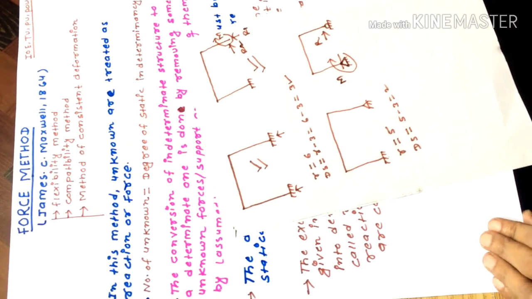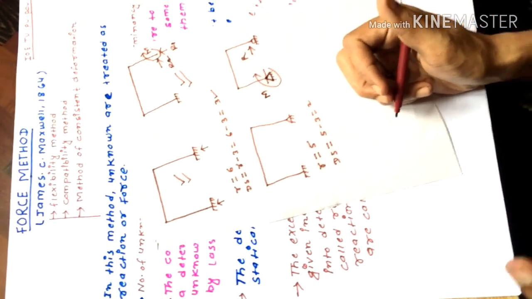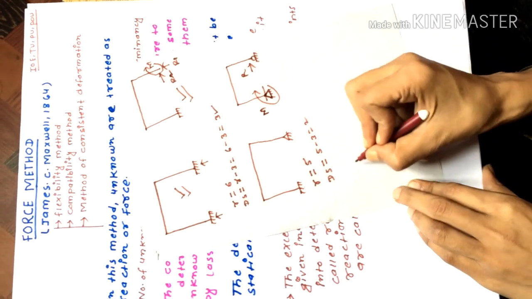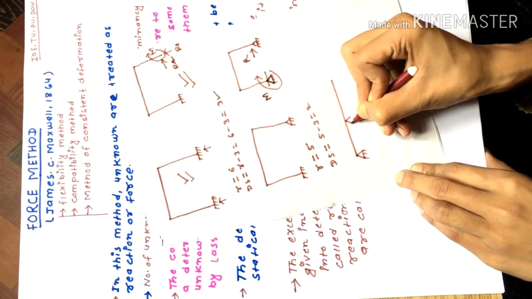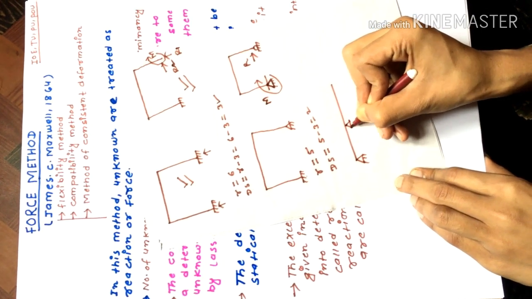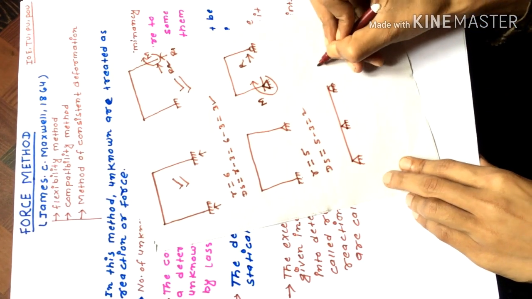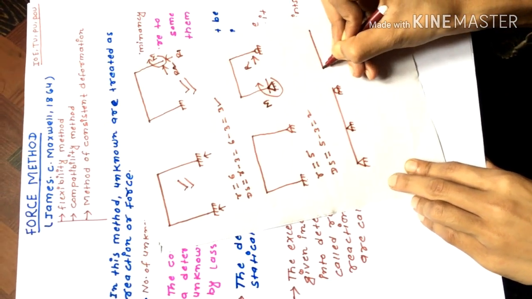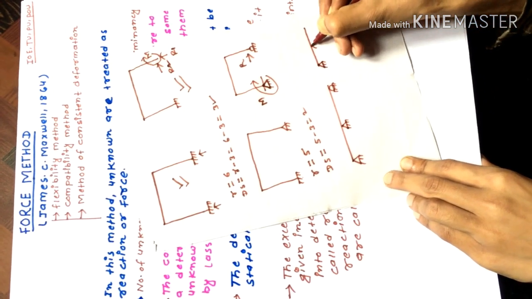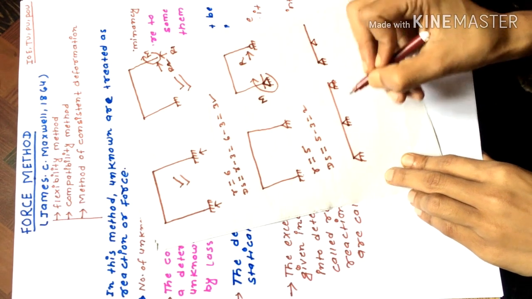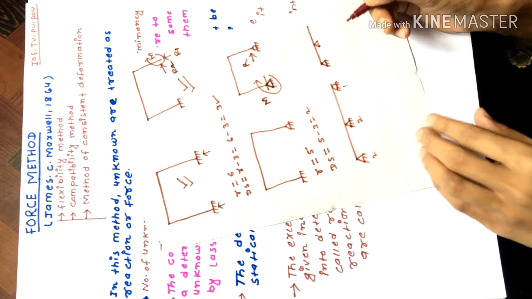In this method, the choice of redundant is arbitrary, meaning it depends on you. There is no rule to choose the redundant. Let me clear you. This is a hinge support, this is a hinge support, this is a hinge support, and this is a roller support. So you may choose in accordance with your choice, because there is no rule to choose the redundant. So I may choose here the number of reactions 2, 2, 1, 5. So we have to choose 2 unknowns.